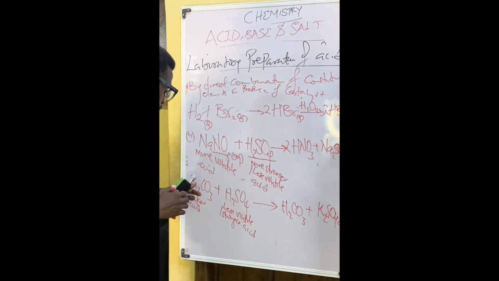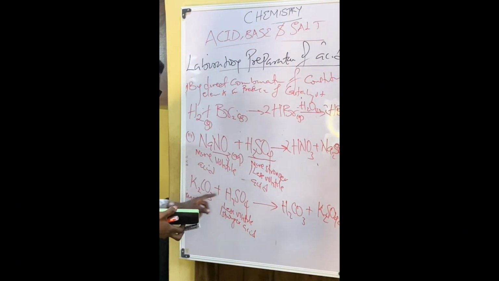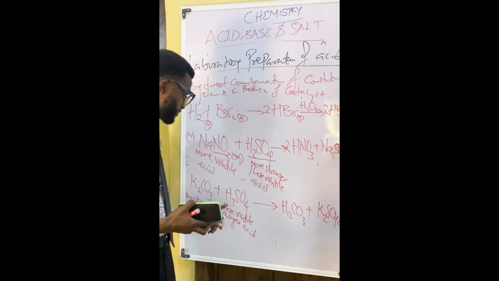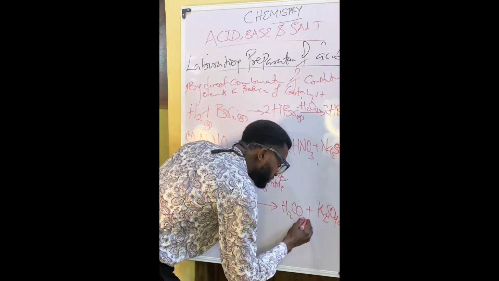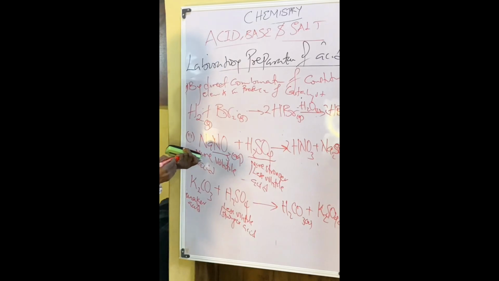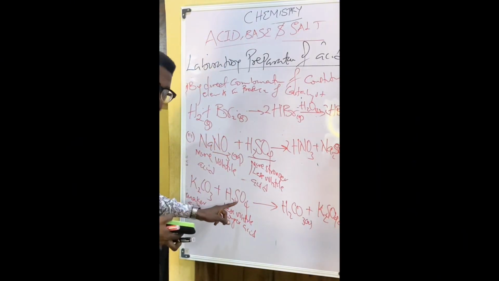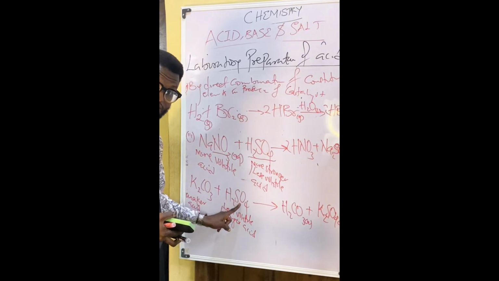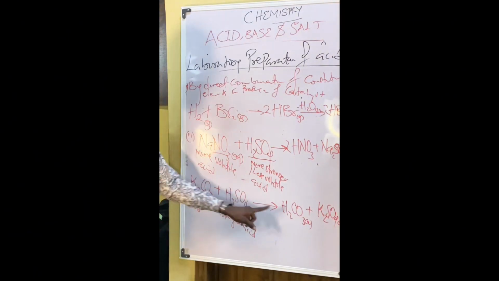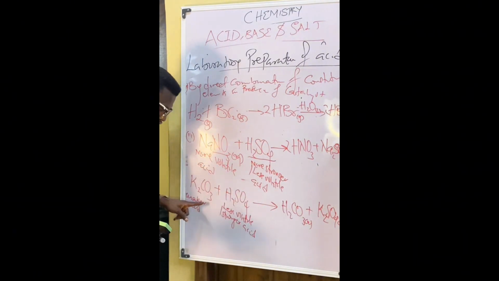So to ensure that the equation is balanced: potassium 2, carbon 1, oxygen is 3 plus 4, that's 7, hydrogen is 2, hydrogen is 2. So you can see here that a stronger acid or a less volatile acid, in this case tetraoxosulfuric acid, displaced trioxocarbonate 4 acid from a solution of its salt.